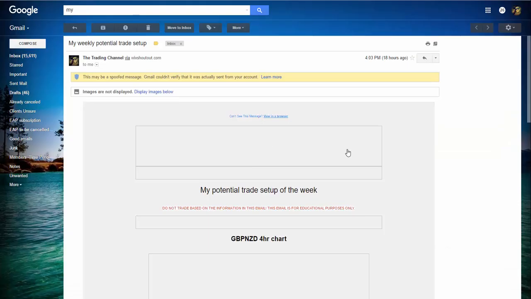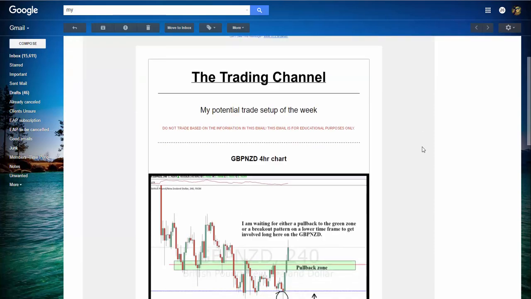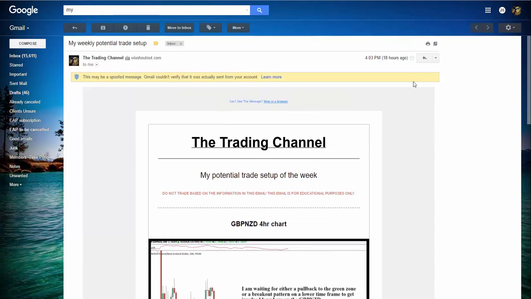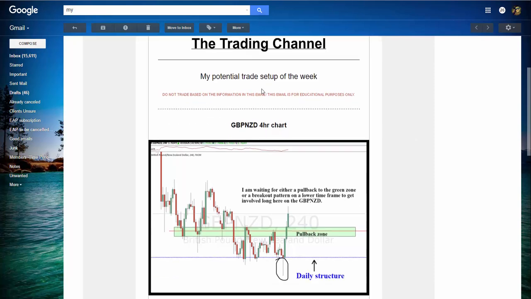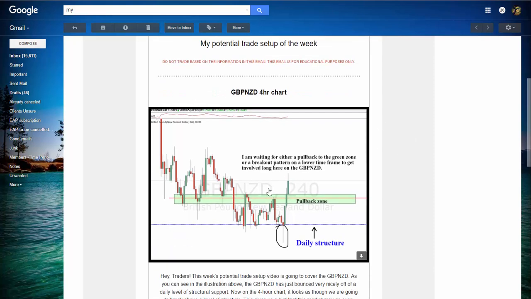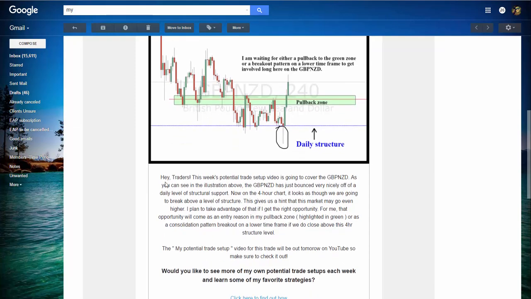So here we are on that email, guys, and if you're using Gmail, you will have to hit this display images button in order to see the actual email. But as you can see, this was sent out yesterday at 4:03 p.m. and it was explaining to traders what I was looking at here on the Pound New Zealand. Here on the screenshot, as you can see, it says I am waiting for either a pullback into the green pullback zone here, or a breakout pattern on a lower time frame in order to get involved long here on the Pound New Zealand. And this actually explains the analysis in much more detail.